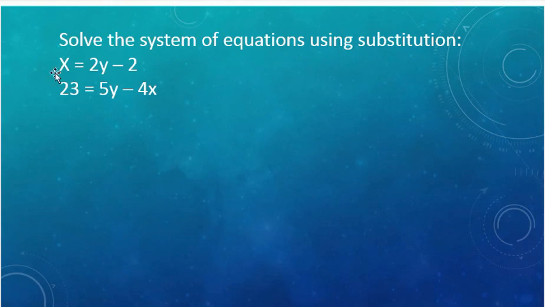Looking at this problem, x equals positive 2y minus 2 and 23 equals 5y minus 4x. In this case, we have already solved for one of our variables, so you don't need to solve for that. You're going to plug in your variable to your second equation. So instead of writing x, you're going to write what x equals.